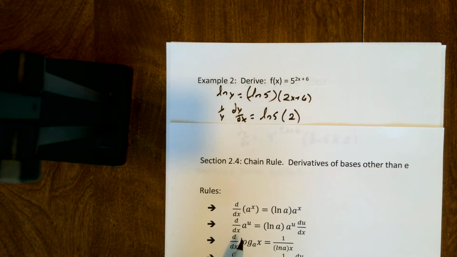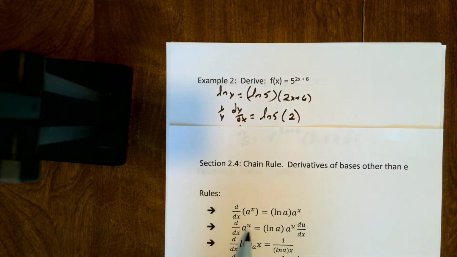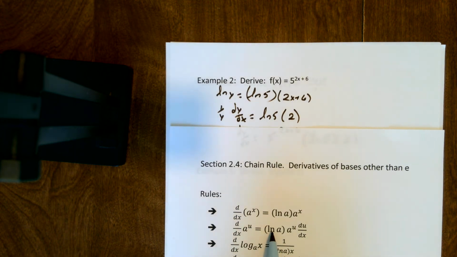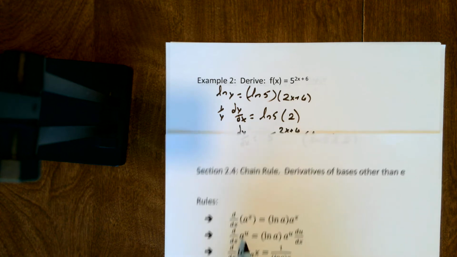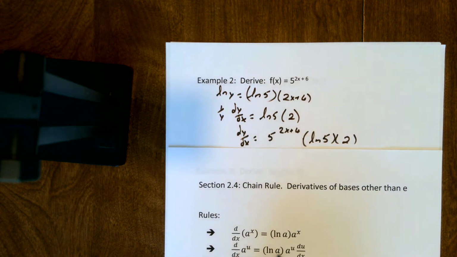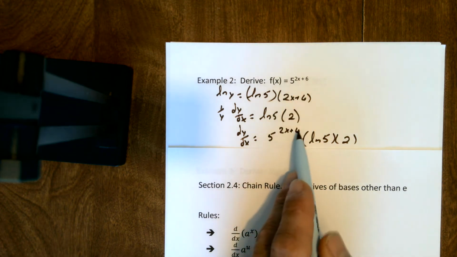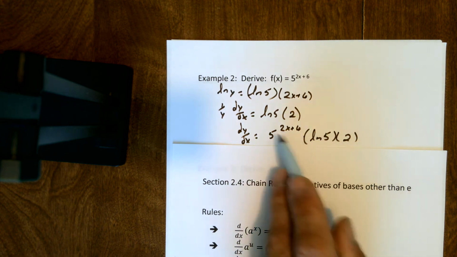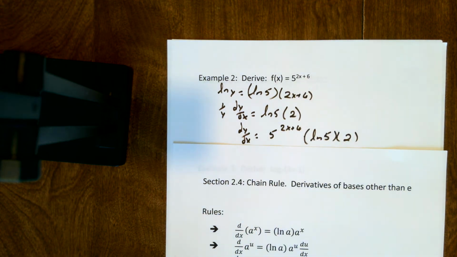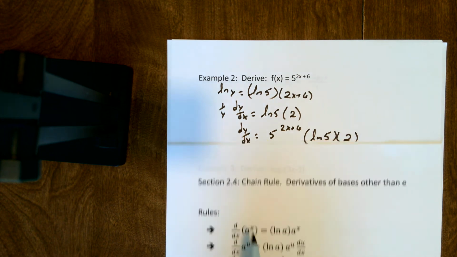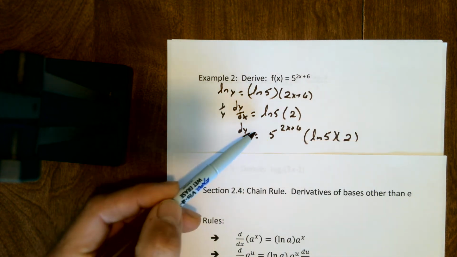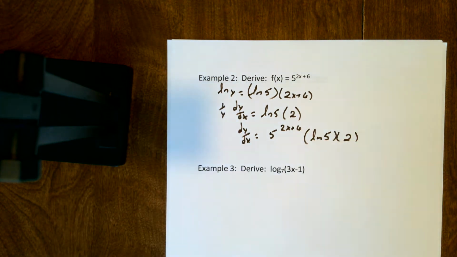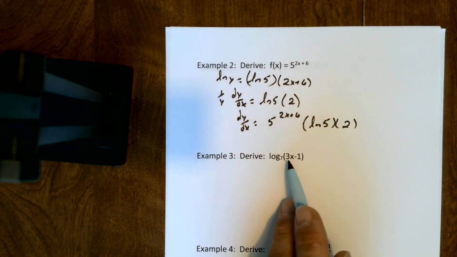If you recall the rule there, we have the derivative of a constant to a function now. Remember u as a function. We have the natural log of the constant, so we have the natural log of 5. We have the function itself, 5 to the 2x plus 6, and then we take the derivative of the exponent. So the derivative of 2x plus 6 gives us the 2. So again, we can remember the rule, or if we do logarithmic differentiation, it becomes just as easy, in my opinion.